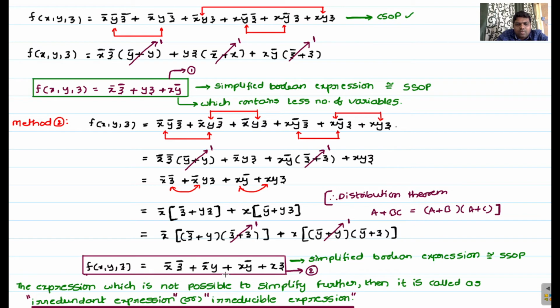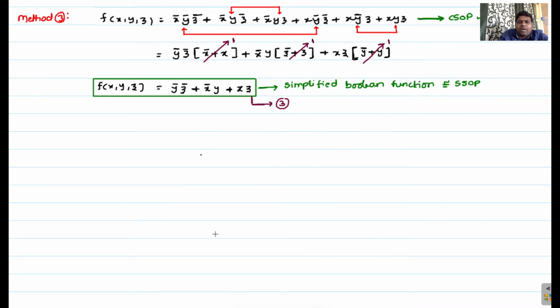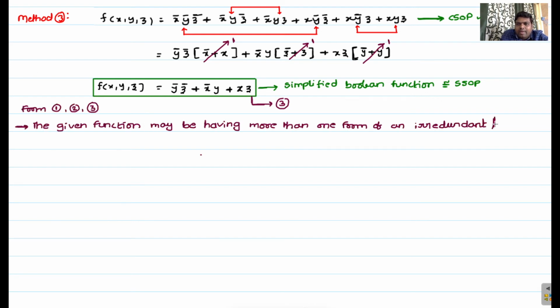So this is the second one, x bar z bar plus x bar y plus xy bar plus xz. And this one is the first one, x bar z bar plus yz plus xy bar. So these all are irreducible expressions for a given Boolean expression. For a given Boolean function, these are the minimal expressions, otherwise reduced Boolean expressions. That means from 1, 2, 3, what we can conclude is that the given function may have more than one form of irredundant or irreducible expressions.